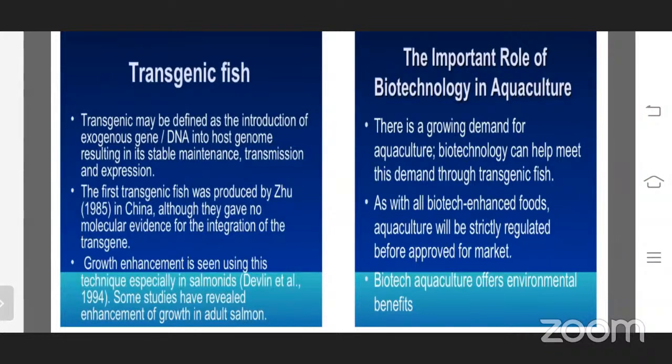Growing demand for aquaculture. Biotechnology can help meet this demand through the transgenic fish. I already told you, among the people, these are innovated tools to help meet the demand. So the demand is achieved by producing transgenic fishes.